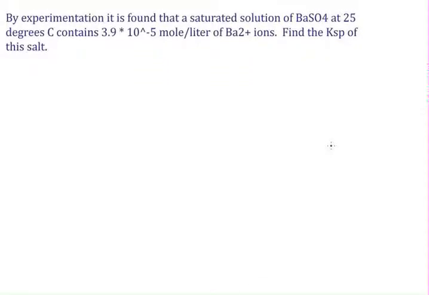Okay, so let's try just a couple more problems here. This one's kind of a fun reversal of some of the problems that we've already done. By experimentation, it is found that a saturated solution of barium sulfate at 25 degrees Celsius contains 3.9 times 10 to the negative 5 moles per liter of barium ions. Find the solubility product constant of this salt.